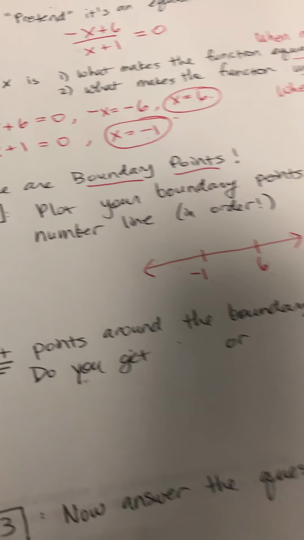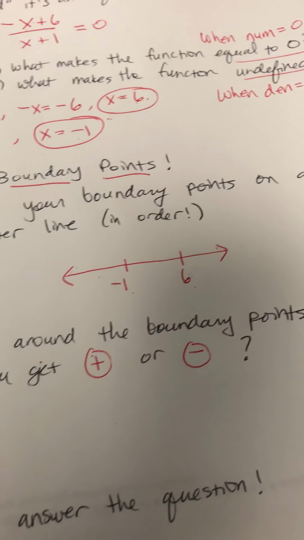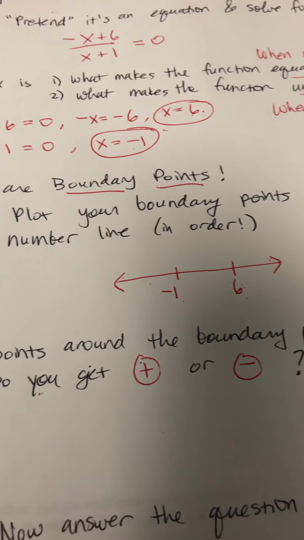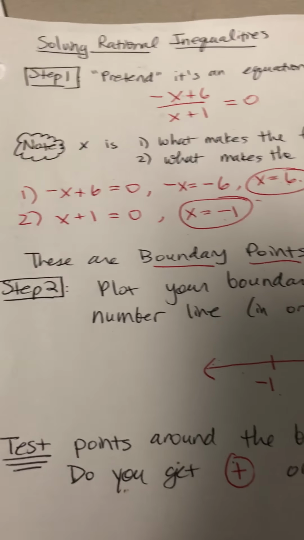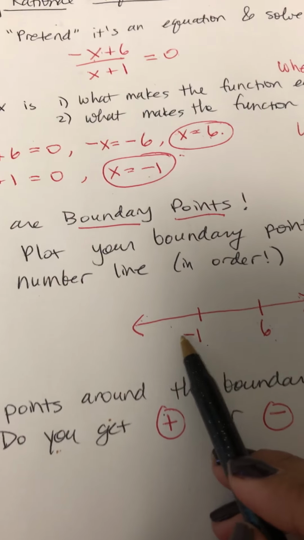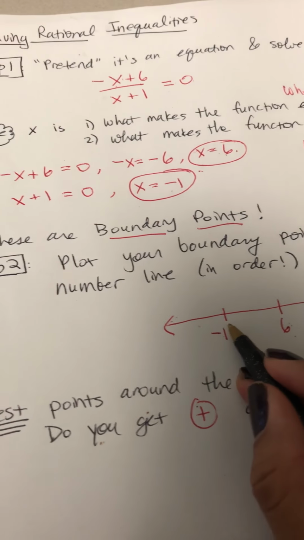And you want to ask yourself, do you get a positive number or do you get a negative number? So let's go ahead and try that out. I want another color pen. I'll just use black for now. So I'm going to plug in a number less than negative 1. Say we pick the number negative 2.